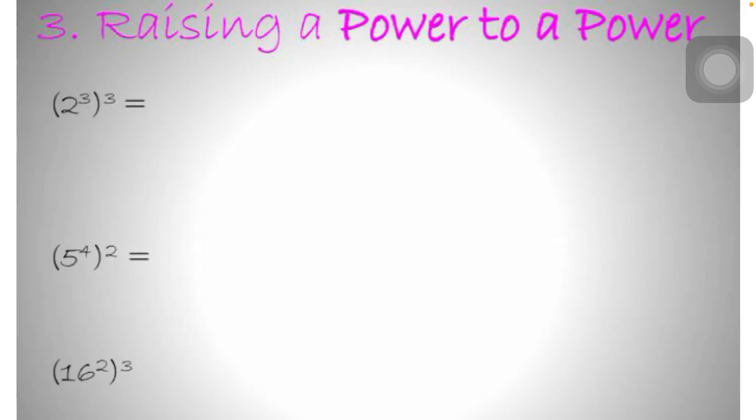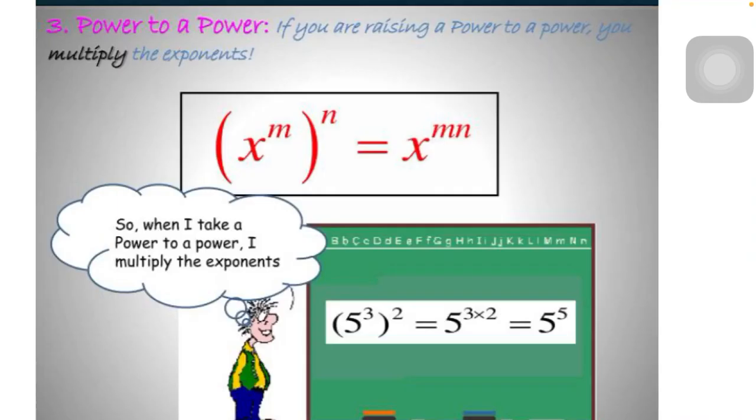Now next, raising a power to a power. You can see the example. What does it mean? Power to power means you can see two powers: 2 raised to power 3, then a bracket, then again a power. That means power to a power. So how can we solve it? We have a law for that. See, power to a power.